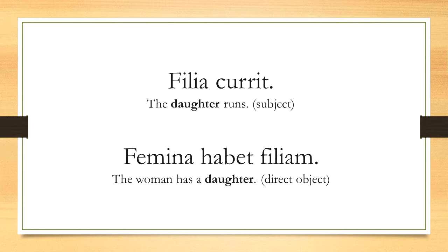However, in the sentence, the woman has a daughter, femina habet filiam, the daughter is no longer the subject of the sentence. The woman is the subject, and the daughter is the direct object of the verb have. In Latin, the word filia is spelled filia when it is the subject, and filiam when it is the object, with the addition of the M to the end. Always.